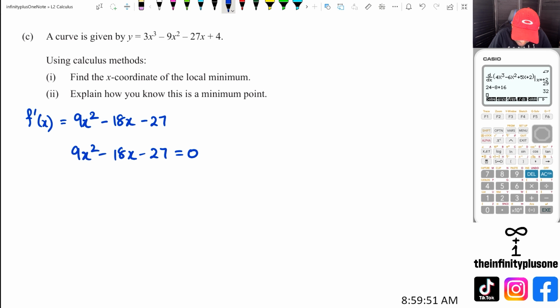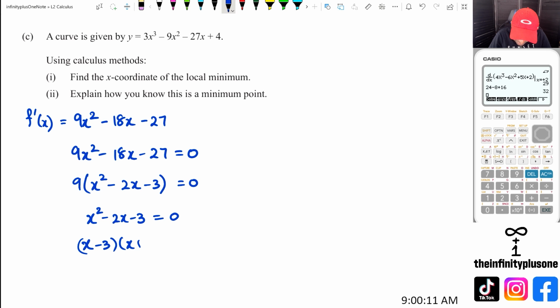And we are going to take the common factor of 9 out, which is 9 times (x squared minus 2x minus 3) is equal to 0. 0 divided by 9 is just 0. So I've got x squared minus 2x minus 3 is equal to 0. And I can factorize this as (x minus 3)(x plus 1) equals 0.